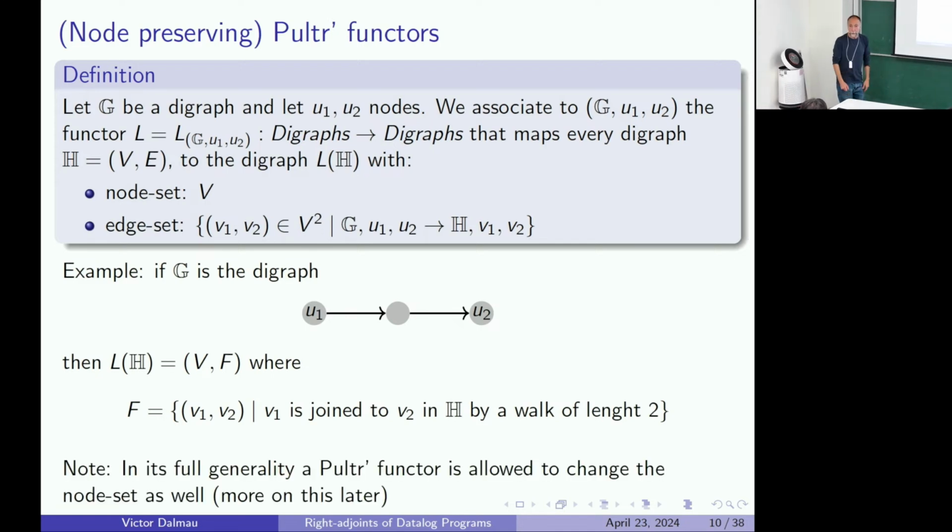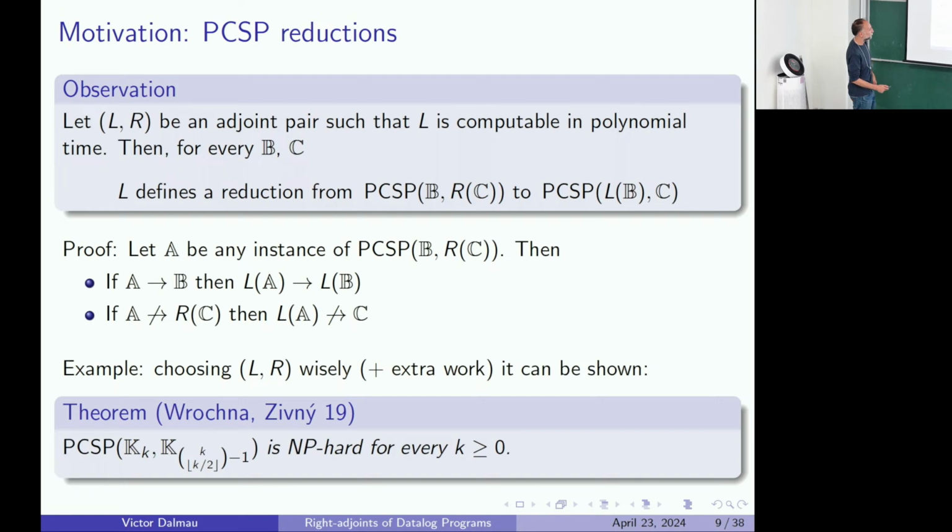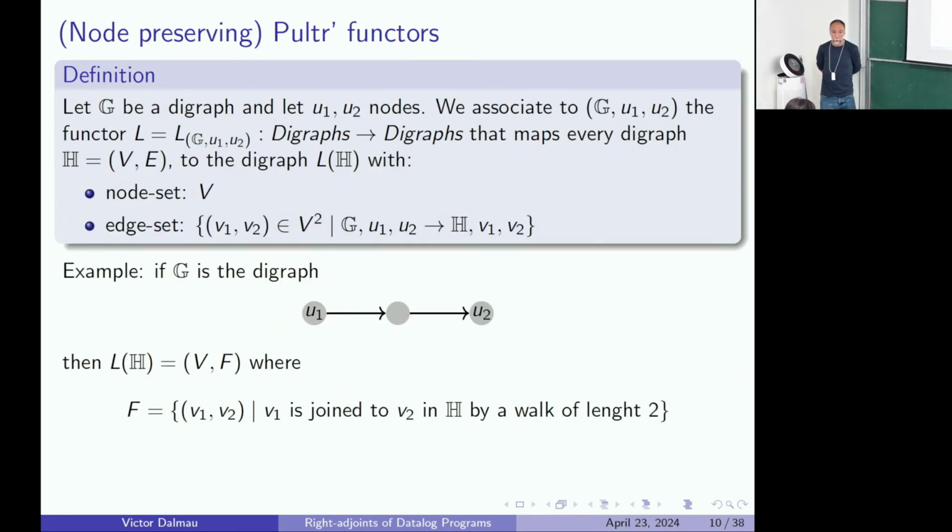So now, what is known? We observe that this has been studied, and in particular there is a particular type of functors called Pultr functors, which were defined in the 70s. There's not a lot of literature about it, but it really comes in very handy. Let me introduce it to you. Now it's all about homomorphisms. So I'll talk about graphs.